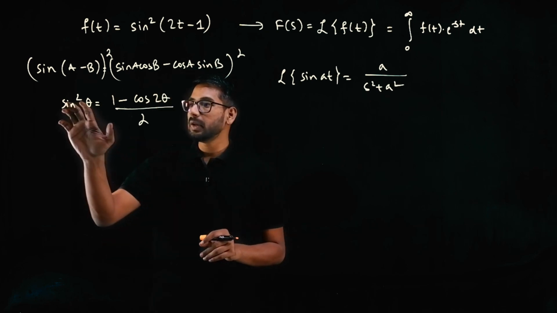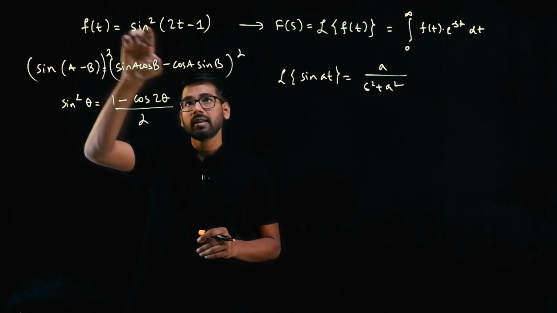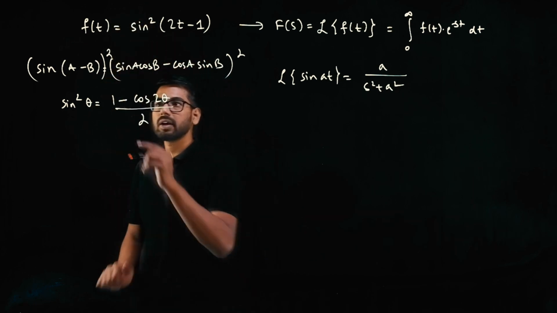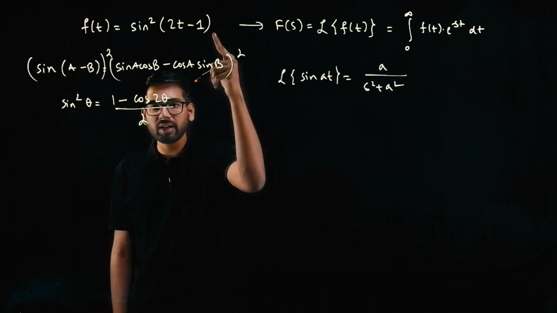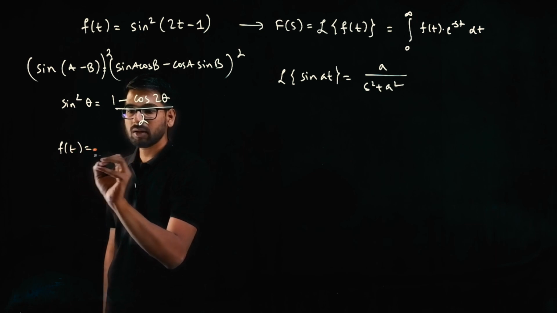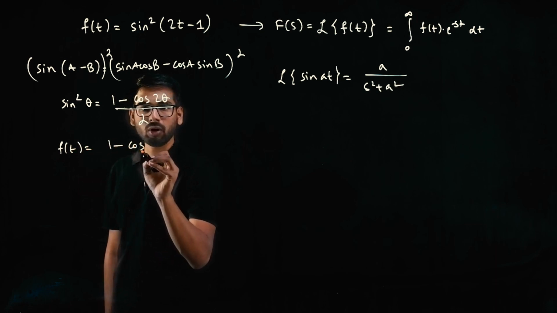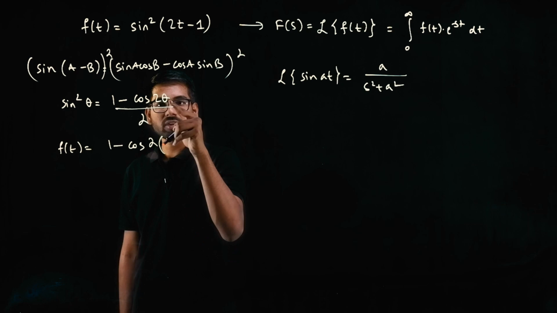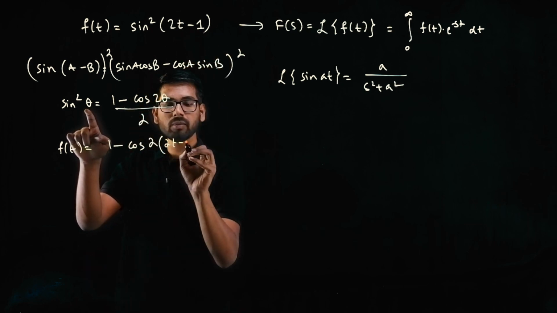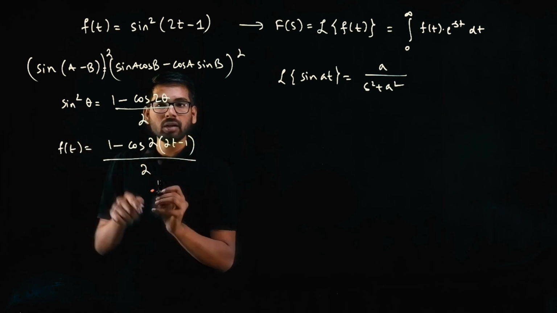So first we will evaluate the square, leaving 2t minus 1 as it is, and then we will evaluate the 2t minus 1. In place of theta we have 2t minus 1, right? So using this trigonometric formula, what will happen to f of t? f of t is now 1 minus cos of 2 times (2t minus 1), the whole divided by 2.